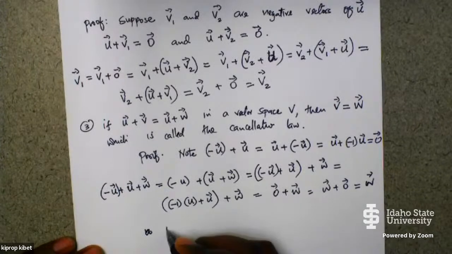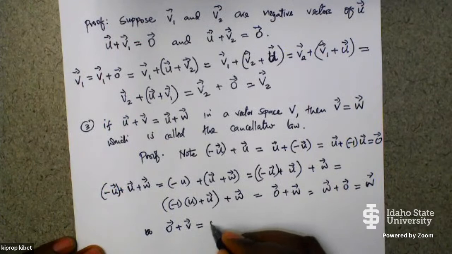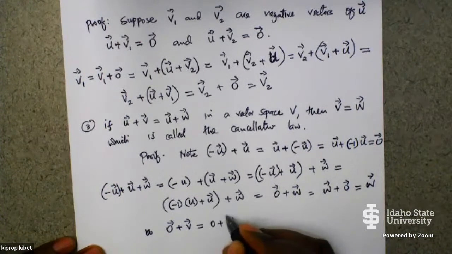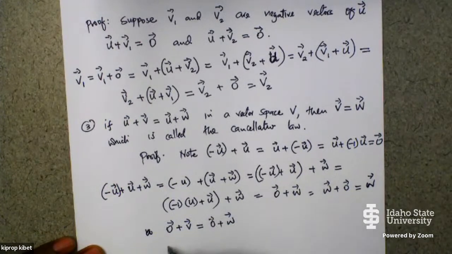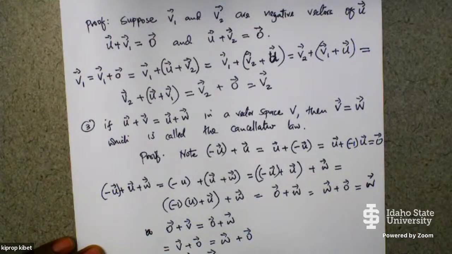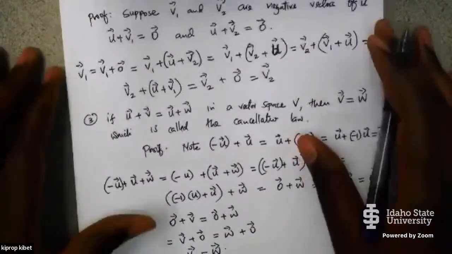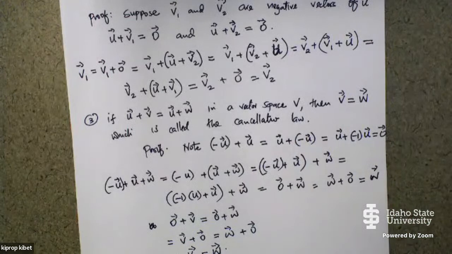So therefore 0 plus v is equal to 0 plus w. And this is also the same as v plus 0 is the same as w plus 0. And therefore, v is equal to w. So it shows the cancellation.